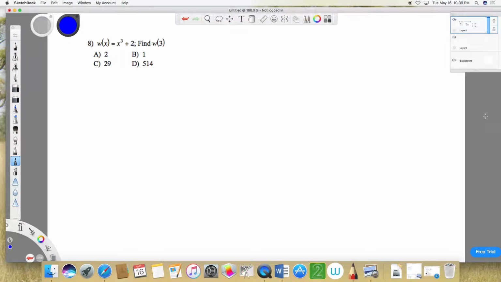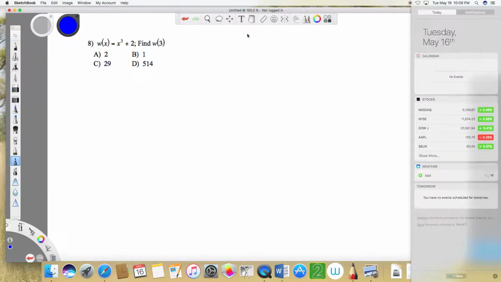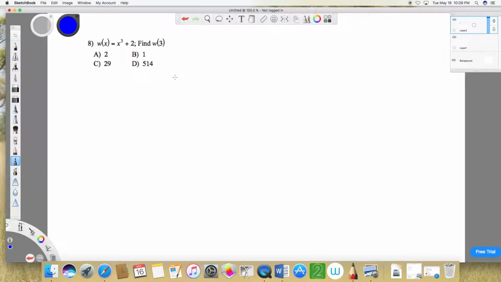All right, so let's take a look at this problem. Here we saw it in Algebra 1, function and function notation. An algebra student learning function notation for the first time can be a bit of a challenge, but hopefully you've seen this before.